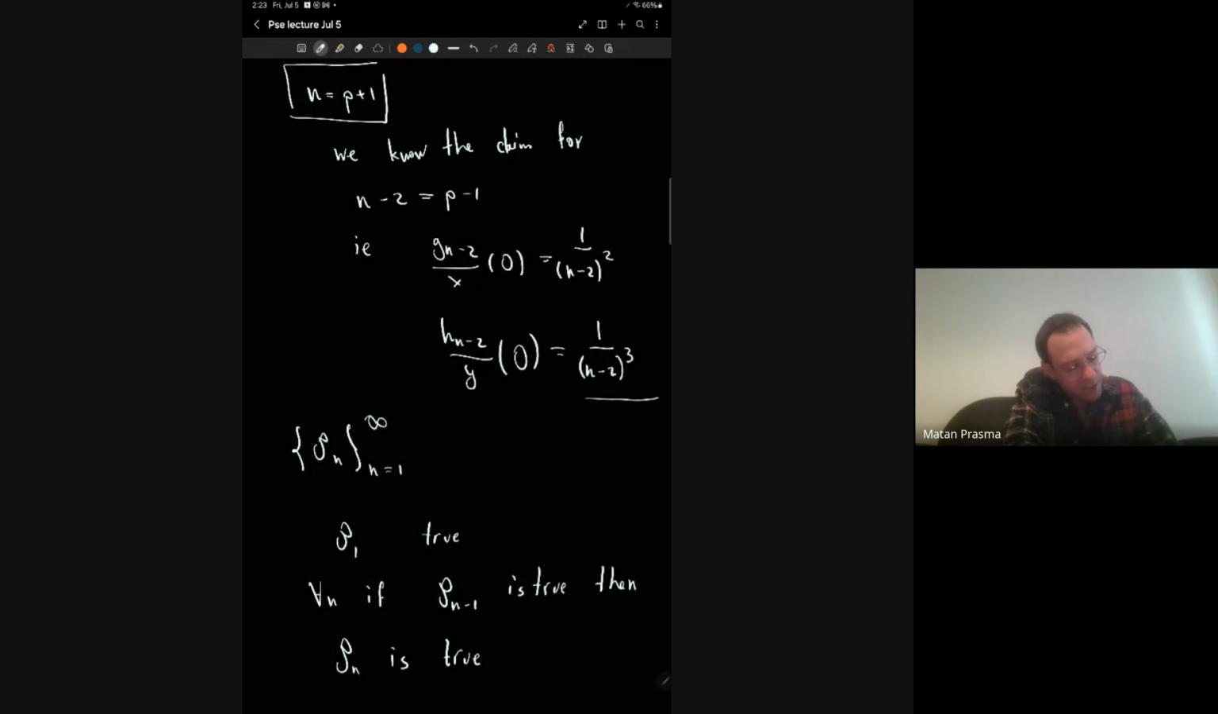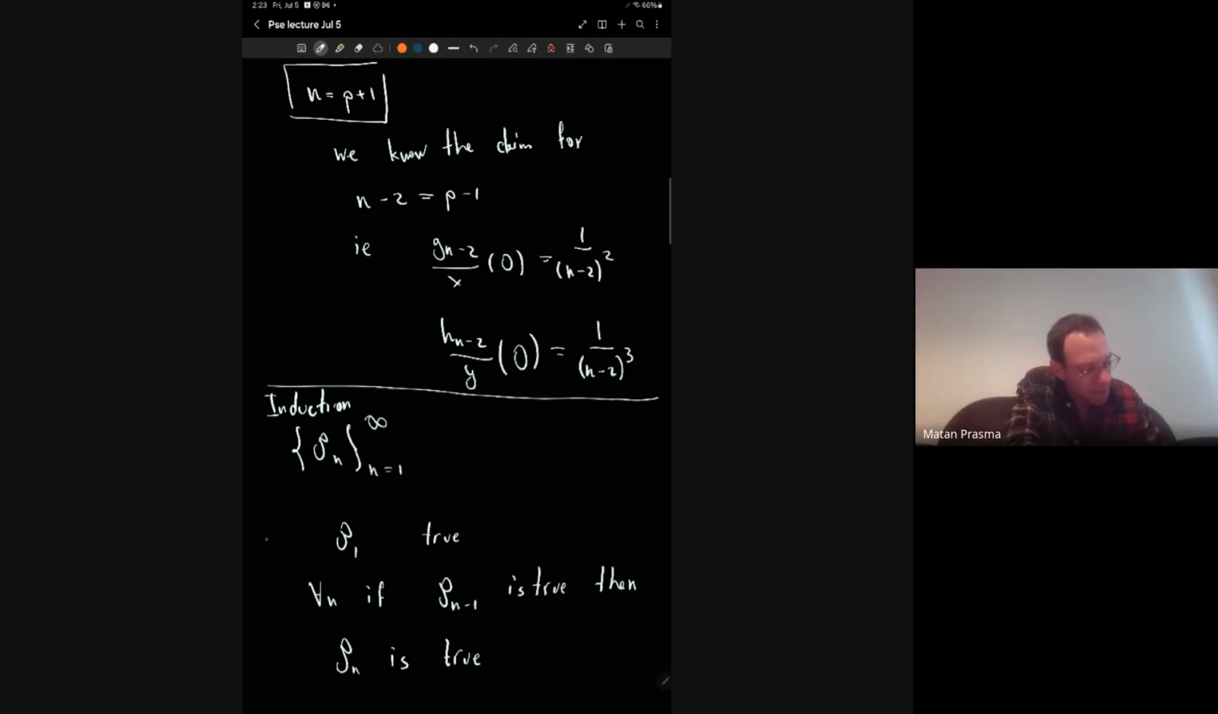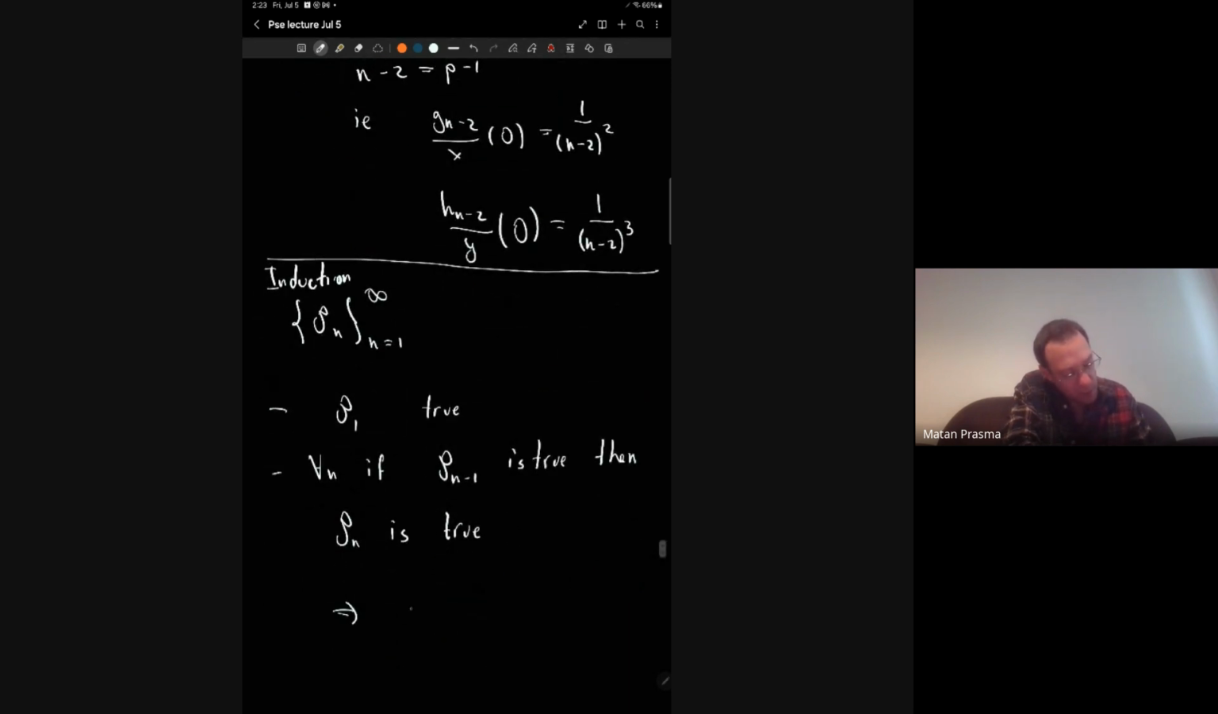This is like generalities on induction. And if you prove these two claims, then you know that all rho n is true. That rho k is true for any k. So the induction procedure is like climbing a ladder of proving that each step of the ladder is true.